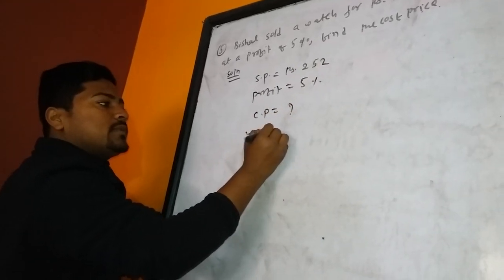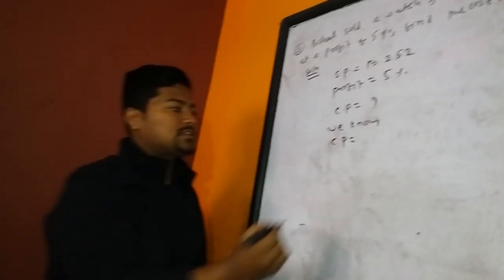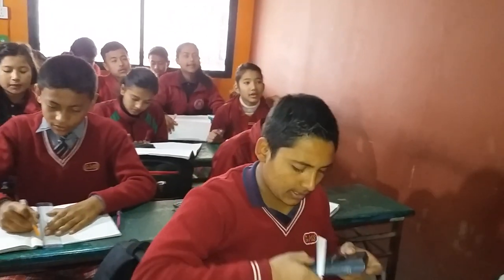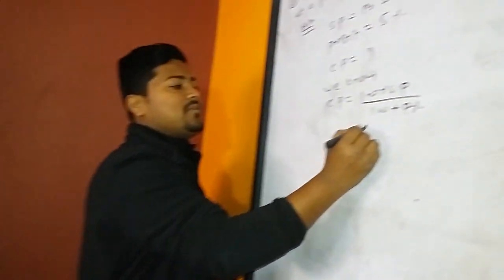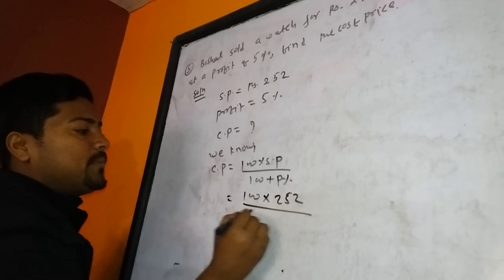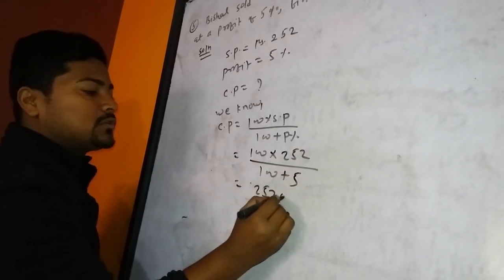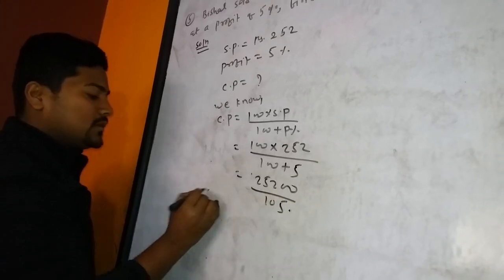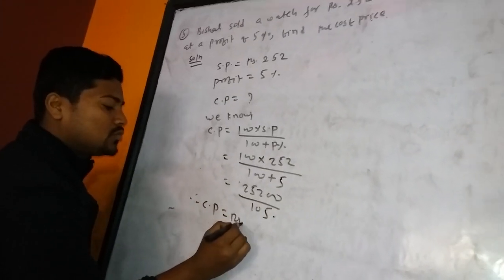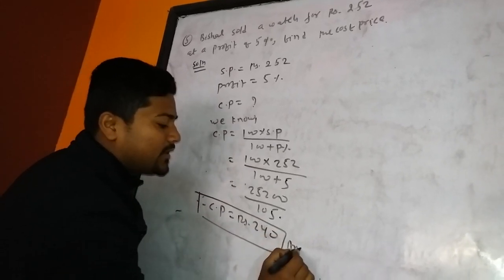But we know the formula. Okay, so cost price formula. What is the cost price formula? 100 into SP upon 100 plus profit percentage. Okay, so now 100 into SP, 252 upon 100 plus profit 5%. 252 double 0, so cost price here, 240 is our answer.